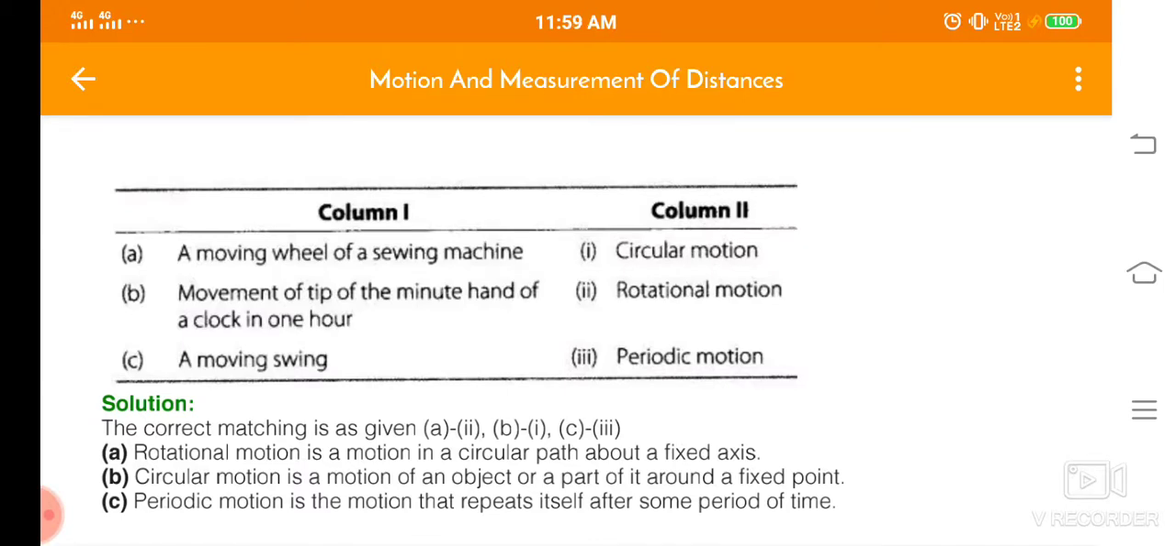A. Rotational motion is a motion in the circular path about a fixed axis. B. Circular motion is the motion of an object or a part of it around a fixed point. C. Periodic motion is the motion that repeats itself after some period of time.